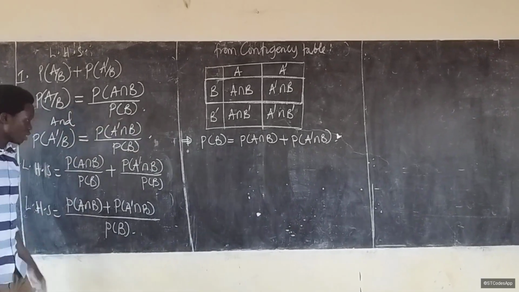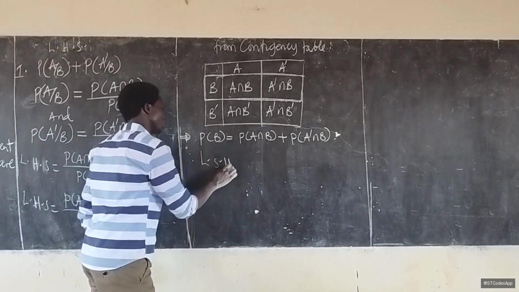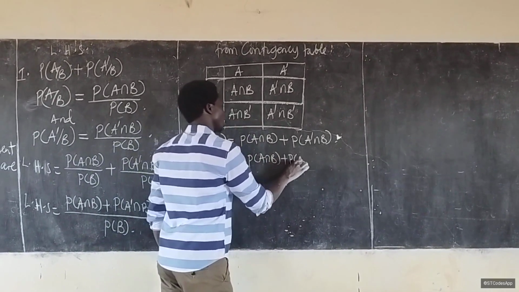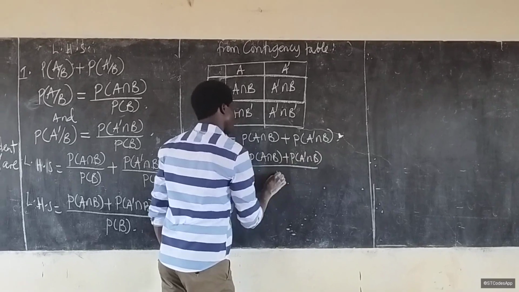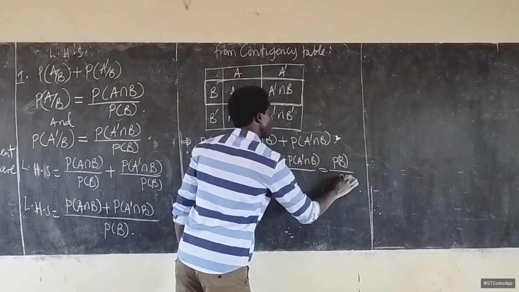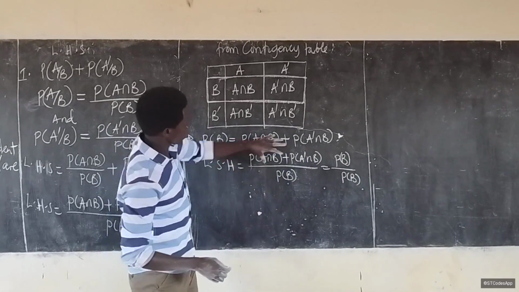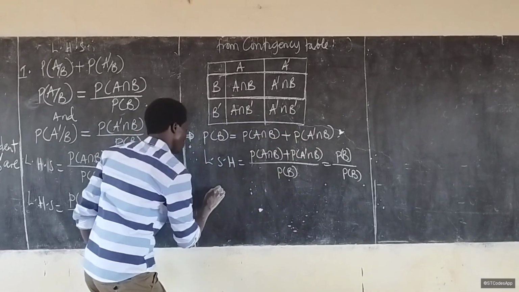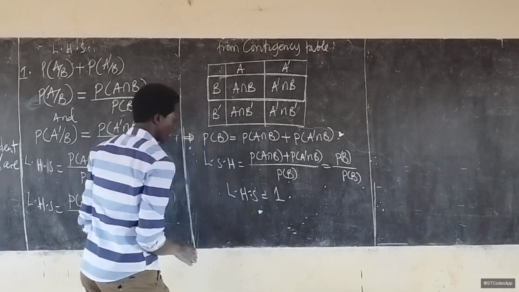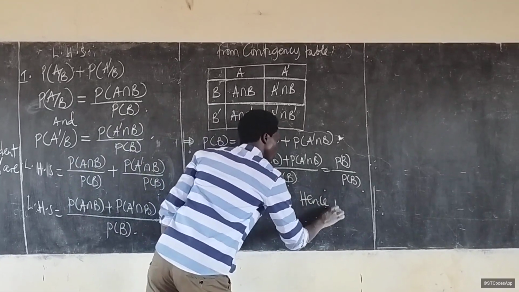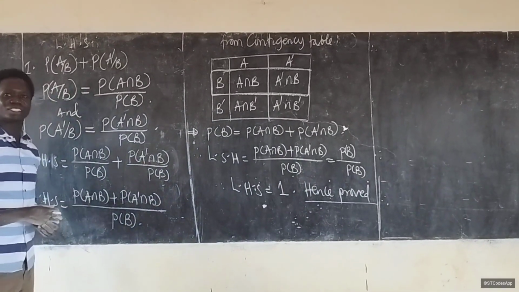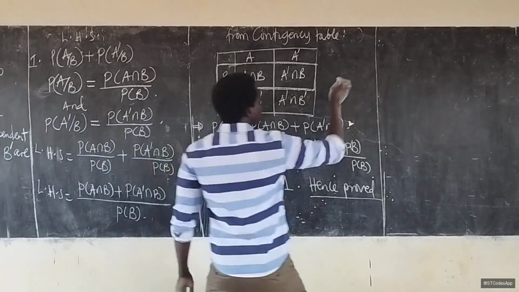It's coming so fast. So therefore, left hand side is equal to probability of A intersecting B plus probability of A complement intersecting B out of probability of B, which is equal to probability of B out of probability of B. So therefore, the left hand side equal to 1. Hence, proved. We have actually proved that one out. Question 1 has come out. Let's go to question 2.